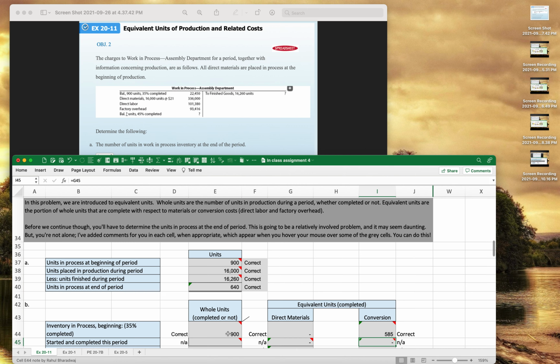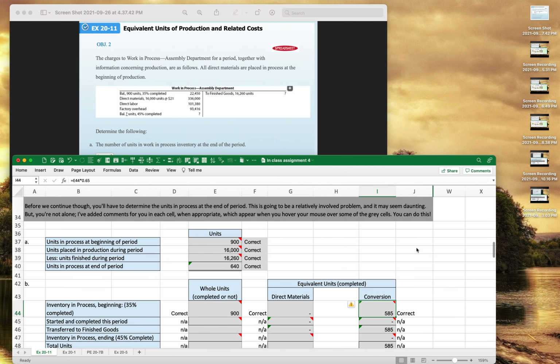Out of the 900 units, 585 units, excuse me, thus need some sort of direct labor or some sort of factory overhead. And at this point, we don't care about what that amount or cost is. We just want to identify, as far as units are concerned, how much more conversion we need on those. And that's 585, which is simply 900 times 65%, the complement of 35.